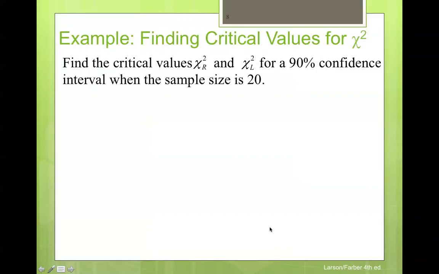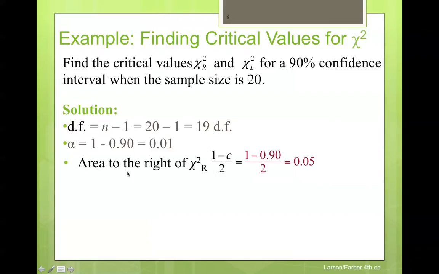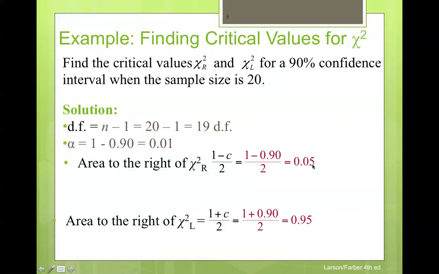So, find the critical values to the right and to the left for a 90% confidence interval when the sample size is 20. So, degrees of freedom, we do 20 minus 1 gives us 19. And we know that C is 90, so alpha is 1 minus 0.9, which gives us 0.10, not 0.01, 0.10. So area to the right of chi-square equals 1 minus C divided by 2, so 0.05. And area to the left is 1 plus C divided by 2, which is 1 plus 0.9 divided by 2, which is 0.95.